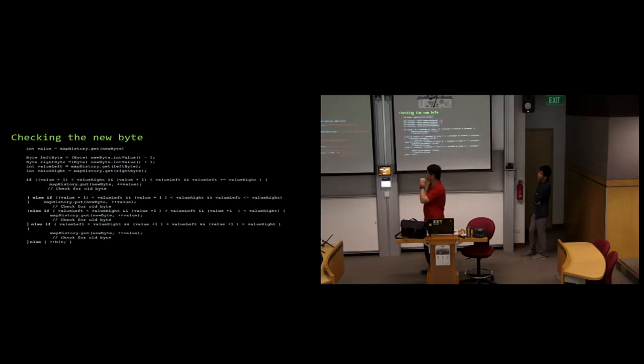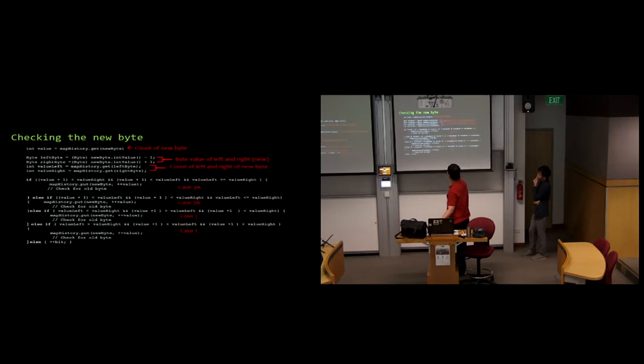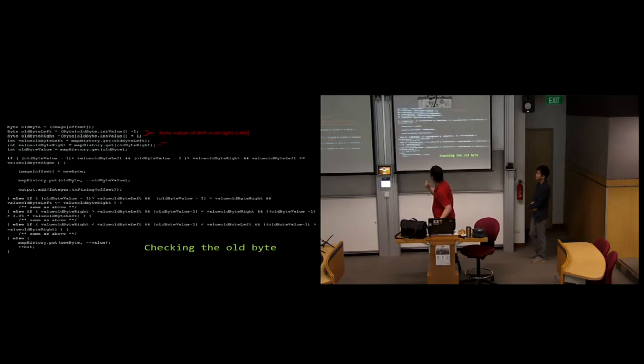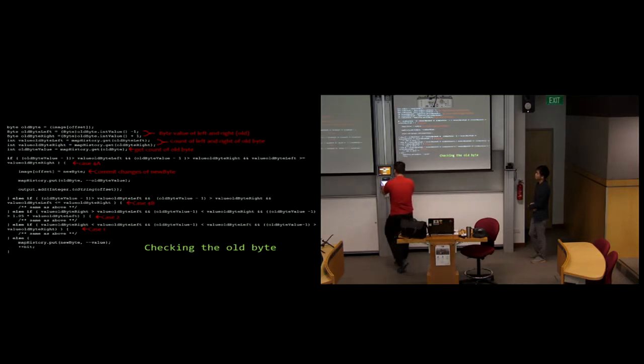So this is actually the code for checking the new byte. Before you check the old byte for each value, you check the case. Once you check the case, you can see that you check for the 3A case first, then the 3B case, then case 2, and then case 1. So within each checking of the new byte, you also check the old byte. So you check for case 4B, then 4A, 4B, and then case 2, and then case 1.